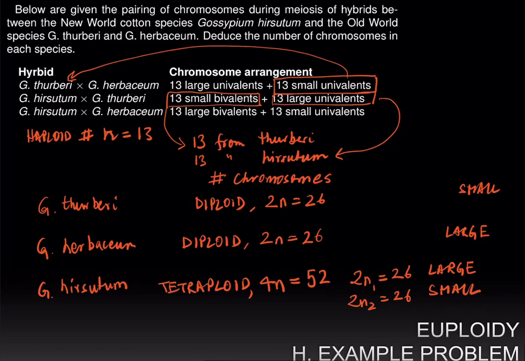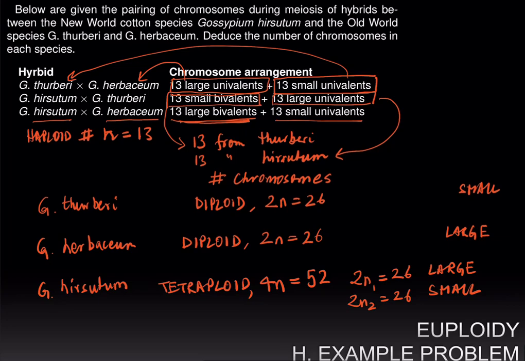And let's check if this works out in terms of the third cross between Hirsutum and Herbaceum. Since Herbaceum has large chromosomes, it means that 13 of these large bivalents are from Herbaceum, and the other 13 of these bivalents, the other of the pair, are from Hirsutum, and these 13 small univalents are also from Hirsutum, and it checks out.